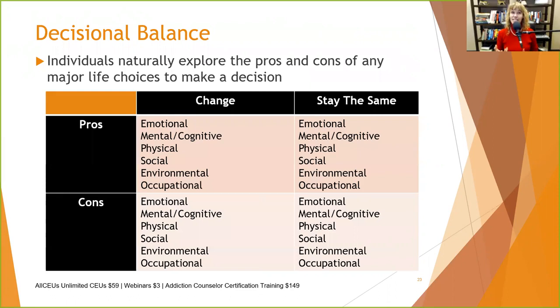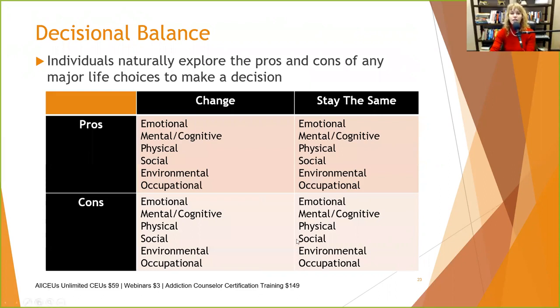So if down here under cons to change, they have finances, and that's highlighted like triple red, I might say, okay, so finances are really freaking you out right now. What can we do? Can we talk about payment plans, or let's look at what your insurance covers, or maybe you can go to groups instead of individual because that's less expensive. So we'll look at ways to make it more affordable for them.